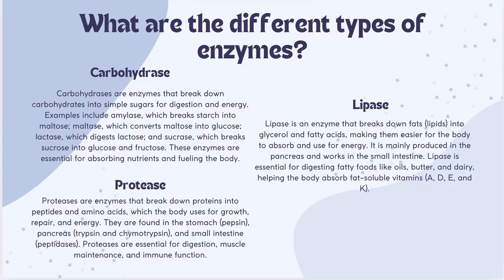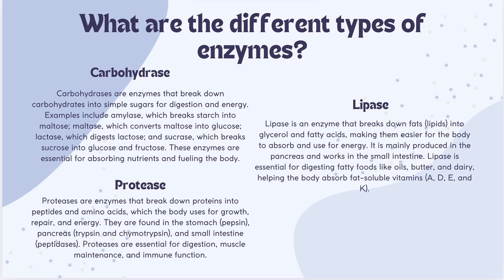Another type of enzyme is the protease. Proteases are enzymes that break down protein into peptides and amino acids, which the body uses for growth, repair, and energy. This is the enzyme that most teenagers need while growing up. They are found in the stomach, pepsin, the pancreas, trypsin and chymotrypsin, and the small intestine, peptidase. Proteases are essential for digestion, muscle maintenance, and immune function.